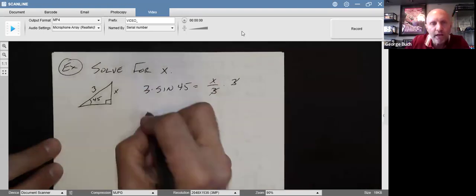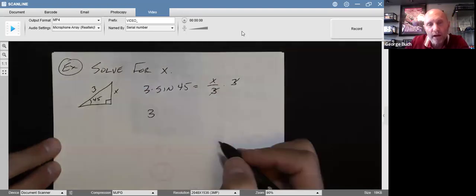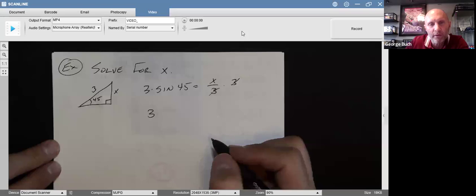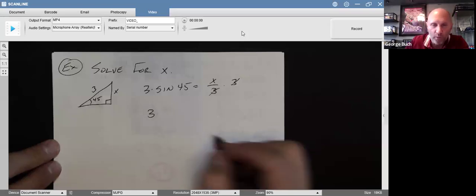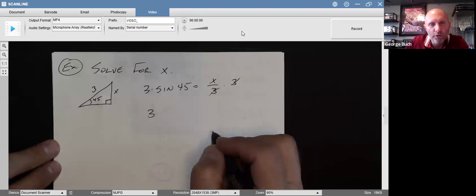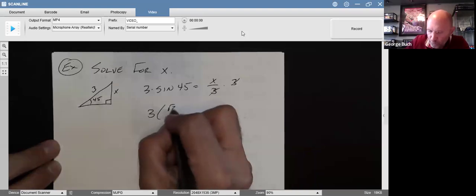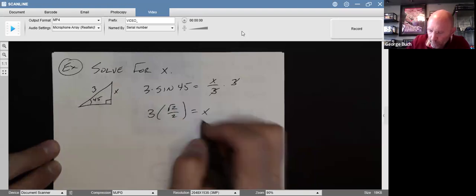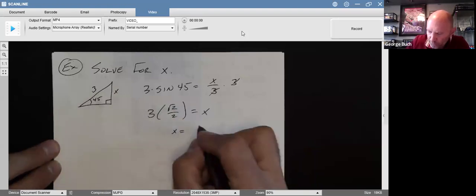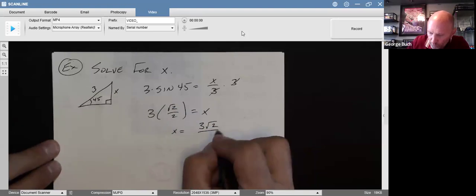So I get 3 times sine of 45, but he told me don't use my calculator. So what can I do? Well, we know the unit circle, right? Sine of 45 is root 2 over 2. So therefore, x is 3 times the square root of 2 over 2.